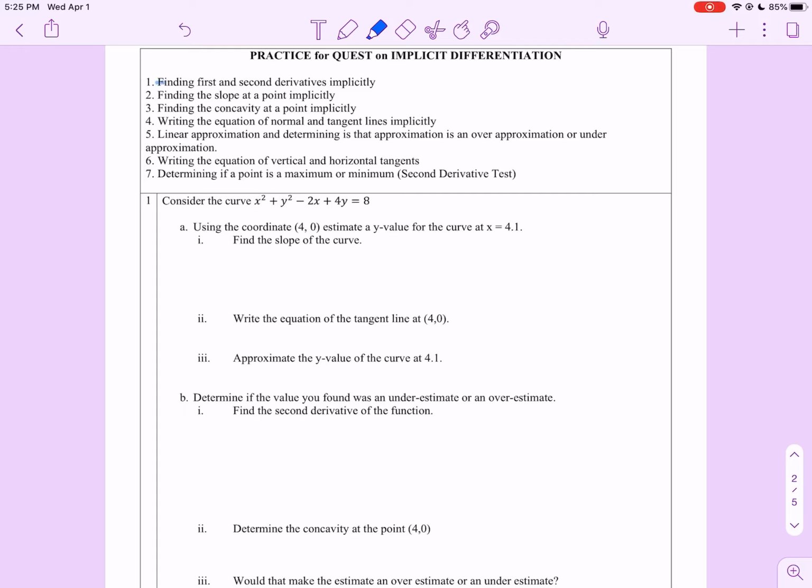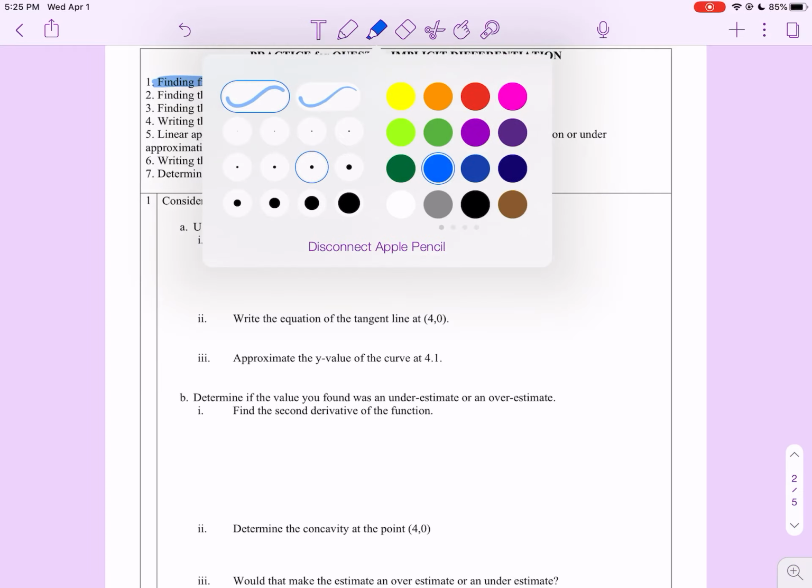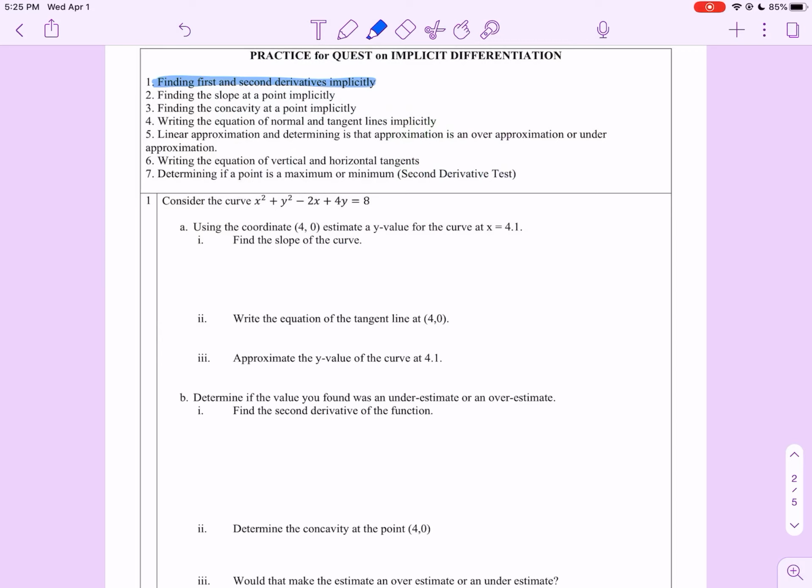First, we covered finding the first and the second derivative implicitly. We also covered finding the slope at a given point. In addition to that, we've also covered finding the concavity at a point implicitly, concavity coming from your second derivative, okay? We also wrote the equation of normal and tangent lines implicitly.